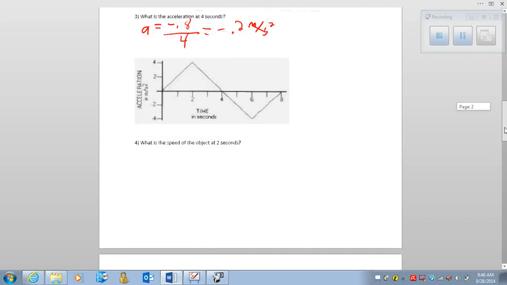Alrighty, next question. What is the speed of the object at 2 seconds? So speed in graph world is the same as velocity.